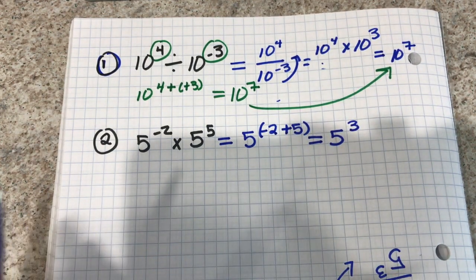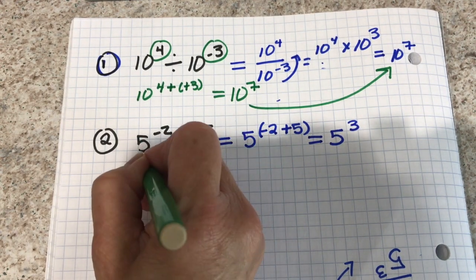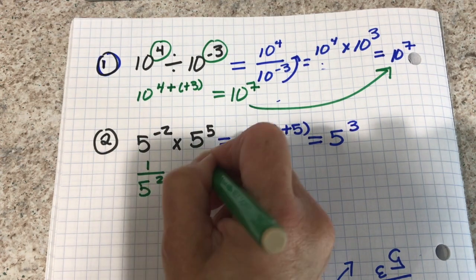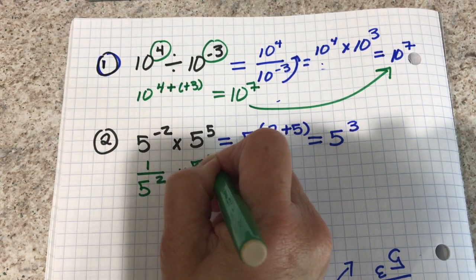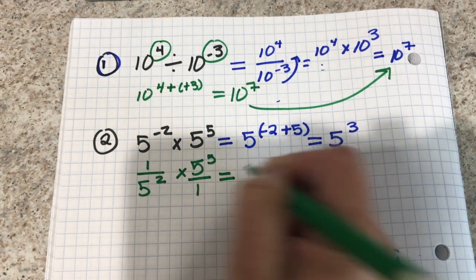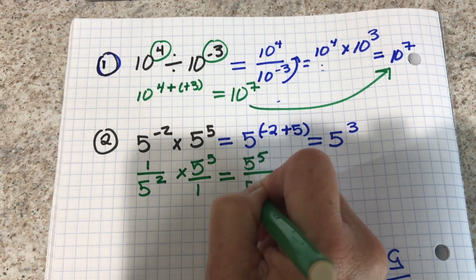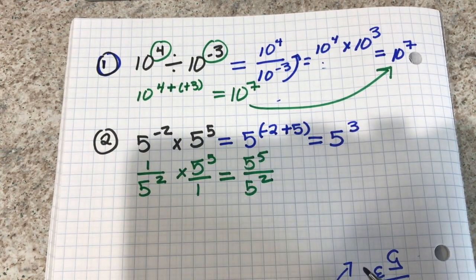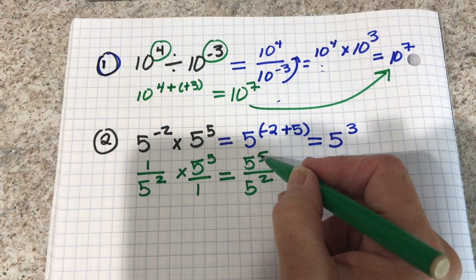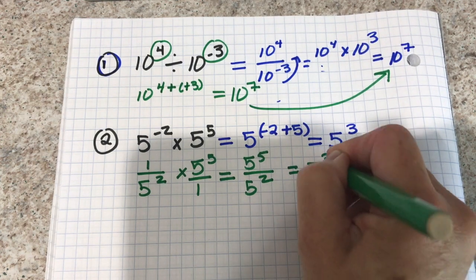If I want to do it the longer way, I could change 5 to the negative 2 into 1 over 5 to the positive 2 and multiply that by 5 to the 5th power, which of course is over 1. I now have 5 to the 5th over 5 to the 2nd. It's now a division problem. When you divide exponents, you subtract them. So 5 minus 2 equals 5 to the 3rd power.